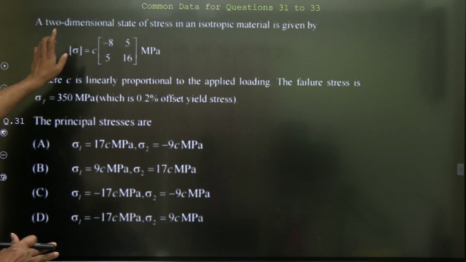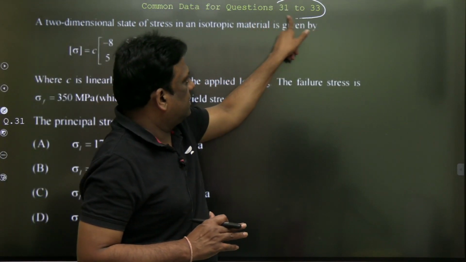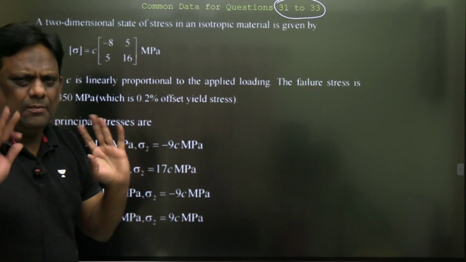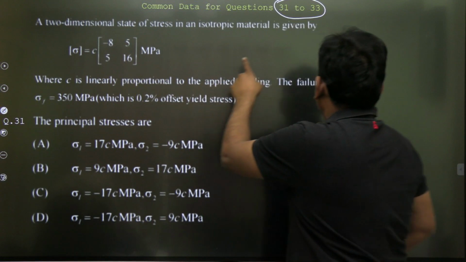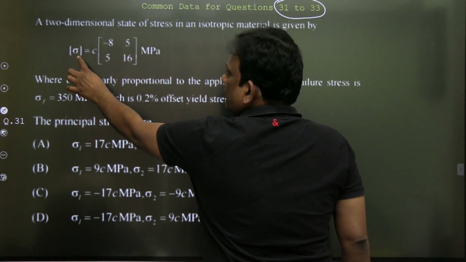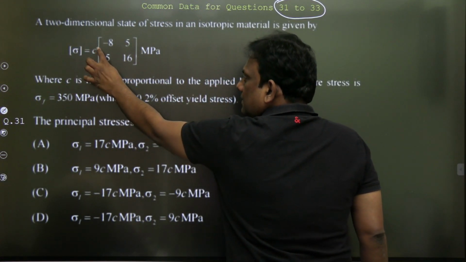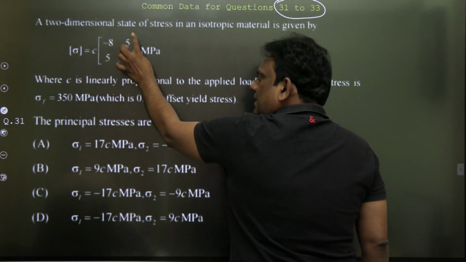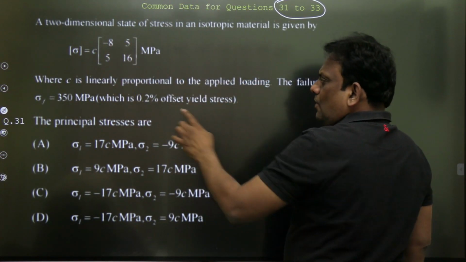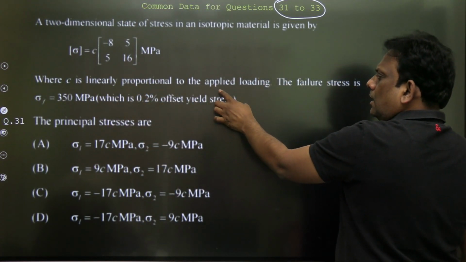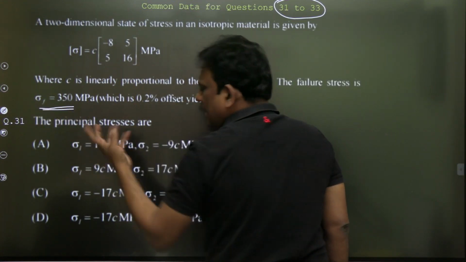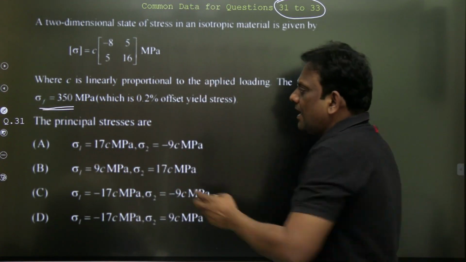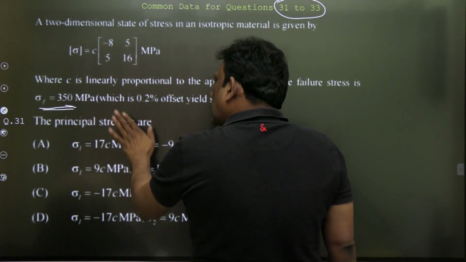Now this is the first question. The first question is, and this is the data for three questions, 31 to 33. Forget about the question number. A two-dimensional state of stress in an isotropic material is given by sigma, and the stress system is given by a scalar quantity C times the matrix minus 8, 5, 5, 16, where C is linearly proportional to the applied loading. The failure stress may be ultimate, may be yield, depending on the type of material, and it is given as 350. So what are the principal stresses?